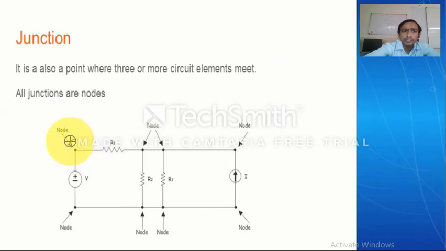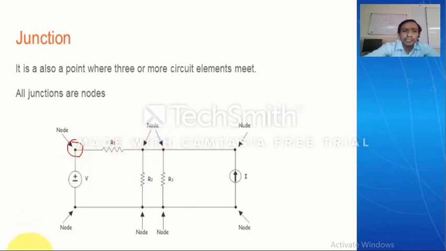Here you can see this is a node where there is only an interconnection of 2 branch elements. Whereas this and this point are definitely nodes, but they are also called junctions because there are 3 branch elements.